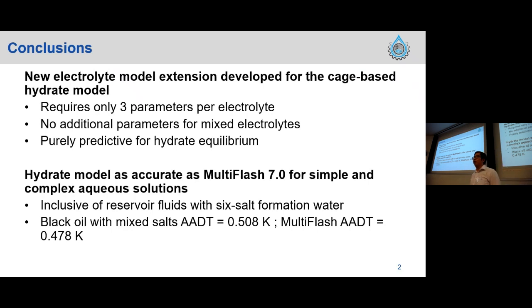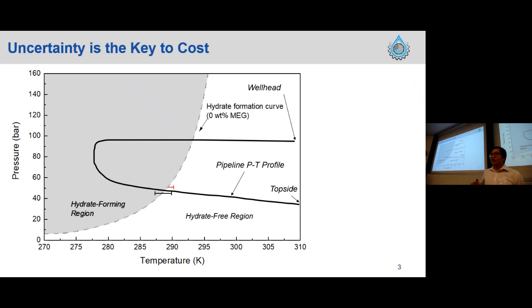I'm going to walk through some results where we've assessed the hydrate model with the extension against Multi-Flash 7 for a range of simple and complex aqueous systems, which includes from single salts to 2-salt mixtures to a formation water that contains as many as 6 salts. And for a particular black oil, we see that the average error is on par with Multi-Flash. So I'll eventually get to that. But before that, what is the motivation behind all this work?